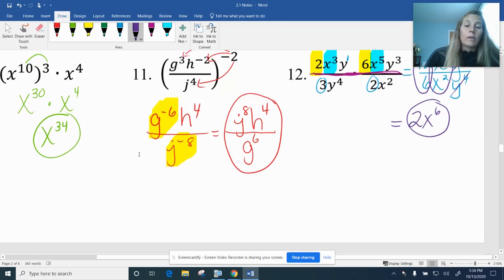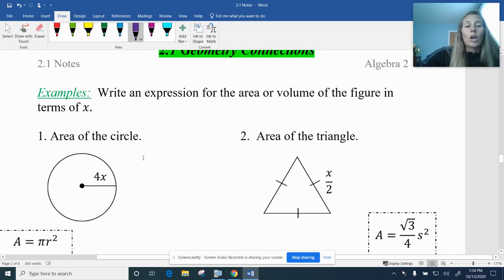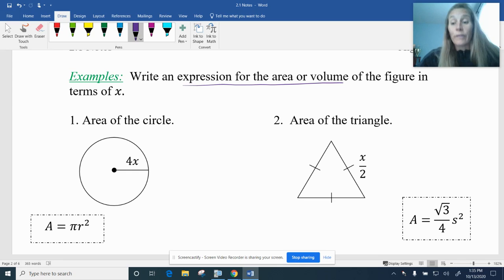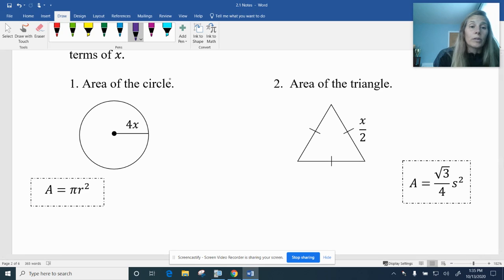All right, so moving on, we're going to apply some of the simplifying to some of these geometry formulas. So we're going to write an expression for the area or volume. So we're not solving it, we're just simplifying the expression. So we're going to plug into the formulas that are provided. For this first problem, they're giving us the radius of this circle here, which is 4x, so that's going to get plugged in for the r.